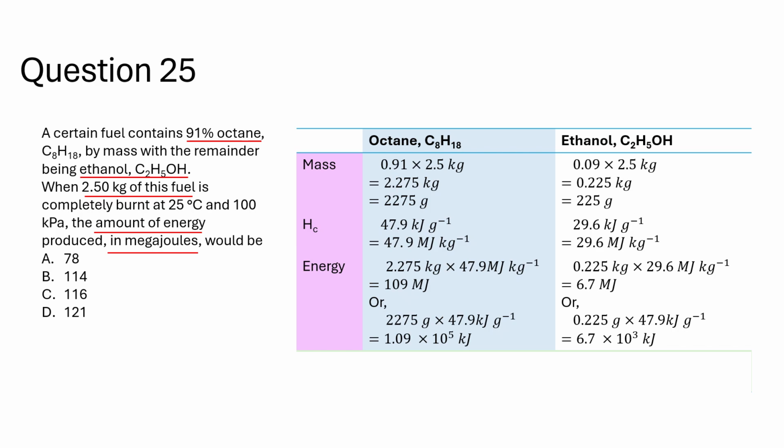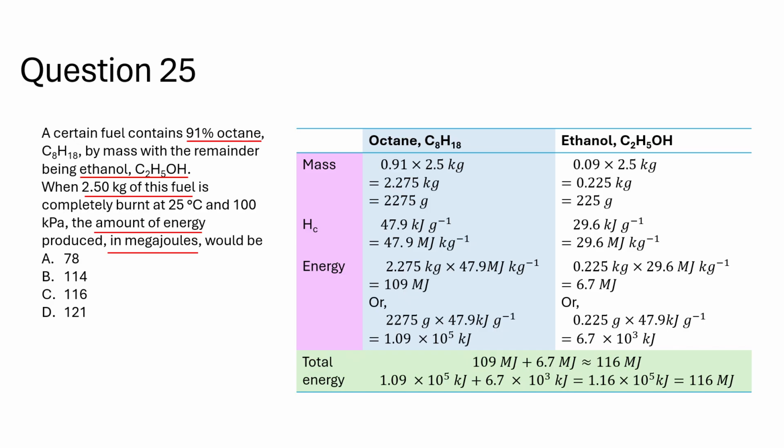3. Total energy calculation and unit conversion. Finally, we sum the energy contributions from both components to find the total energy in kilojoules, kJ. Convert the unit from kJ to megajoules, MJ, by dividing by 10 cubed.